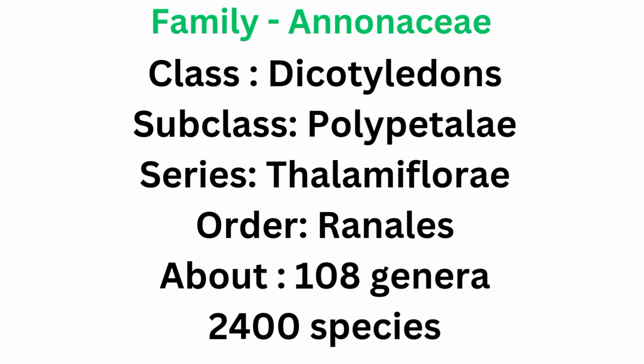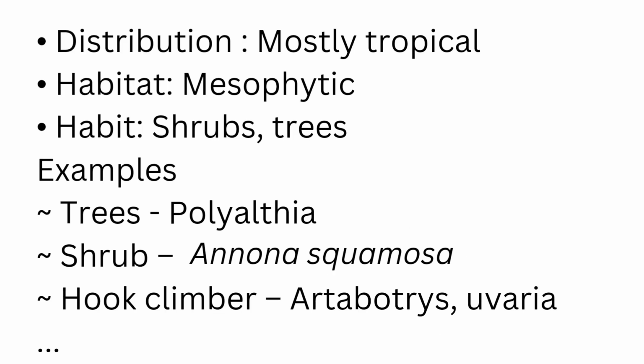Family: Annonaceae. Class: Dicotyledons. Subclass: Polypetalae. Series: Thalamiflorae. Order: Ranales. About 108 genera, 2,400 species. Distribution: mostly tropical. Habitat: mesophytic. Habit: shrubs, trees.